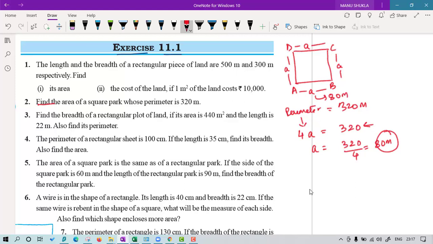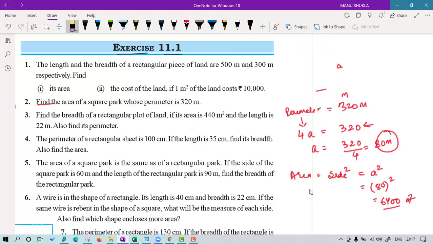Now we have to find the area. It's very simple. The area of a square formula is side square, or in our case the side is a, therefore a square. The value is 80 square. 80 square is 8 eights are 64, 00 meter square. That is the answer. Now question number 3.